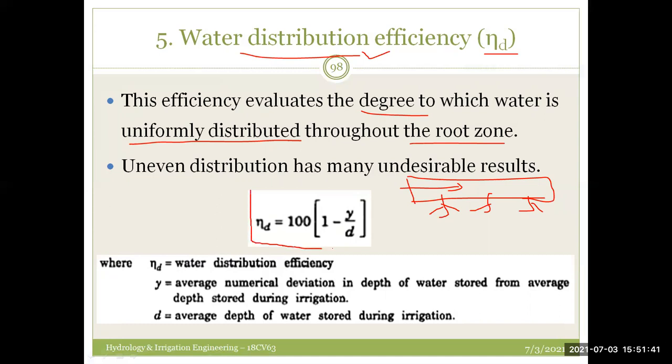This water distribution efficiency is calculated using eta D is equal to 100 into 1 minus y by d, where eta D is water distribution efficiency, and y is the average numerical deviation in the depth of water stored from the average depth stored during irrigation. So there will be changes in the depth of water supplied to the depth of water stored. And D is the average depth of water stored during the irrigation. So that is water distribution efficiency.